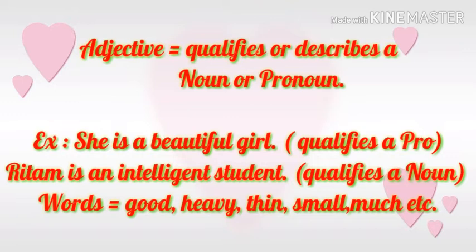Okay? Then, Ritam is an intelligent student. Here, Ritam is the noun and intelligent is the adjective. Intelligent qualifies the noun Ritam. So, are you clear with the word adjective? That it describes a noun or a pronoun.